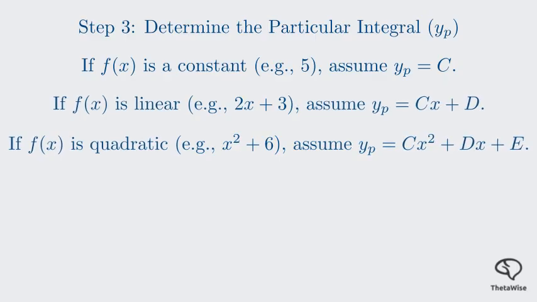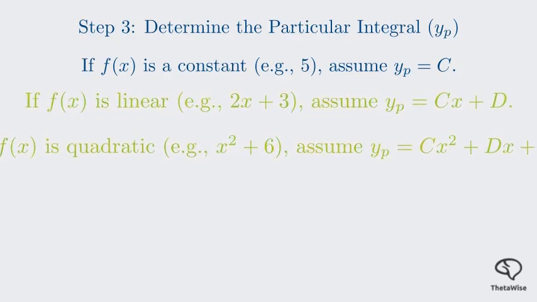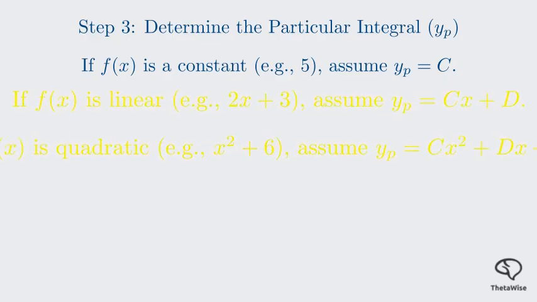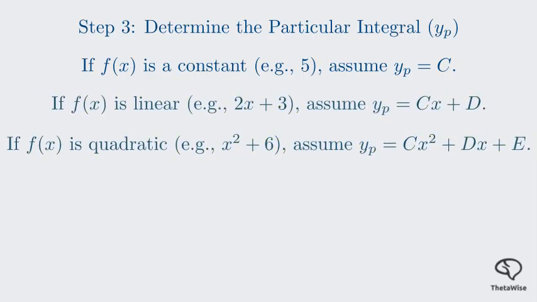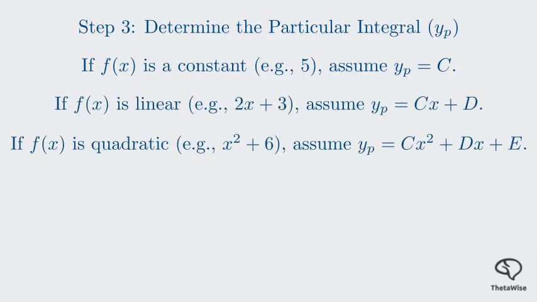This is a critical strategy. Always assume the full polynomial form for y_p, not just the terms that appear in f(x). Forgetting to do this is a very common error. The logic here is that differentiating a polynomial produces a polynomial of the same or lower degree. By starting with the highest degree in f(x), we ensure our assumed y_p has enough terms to balance f(x) in the equation.